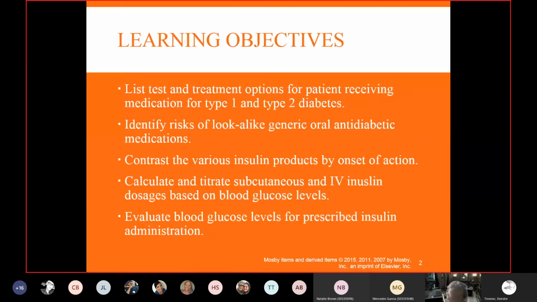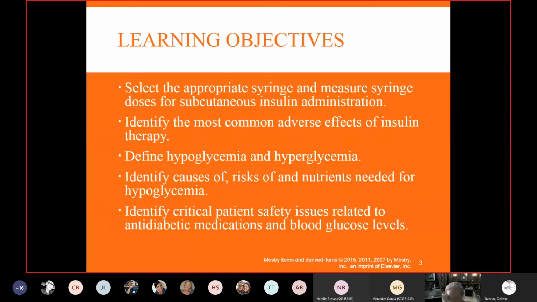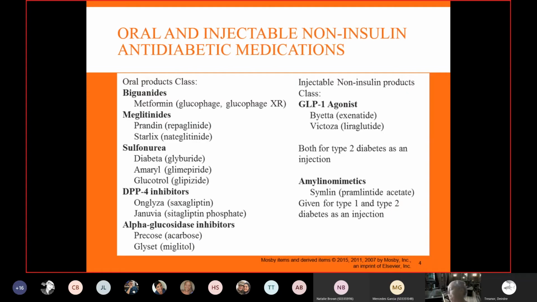All right, so we're going to talk about testing and treatment for patients with type 1 and 2 diabetes, look-alike antidiabetics, the different insulins, and then evaluate glucose. And then picking the right syringe size, and big safety issues related.